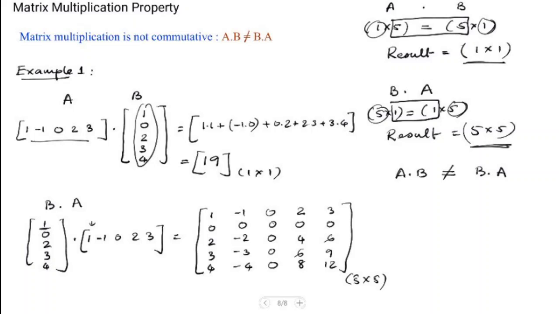And as you can see here, these two matrices, that is A times B and B times A, are nowhere equal. They just don't look equal because look at the number of elements. They're having a huge difference. Okay, now let's take another example. Example 2.